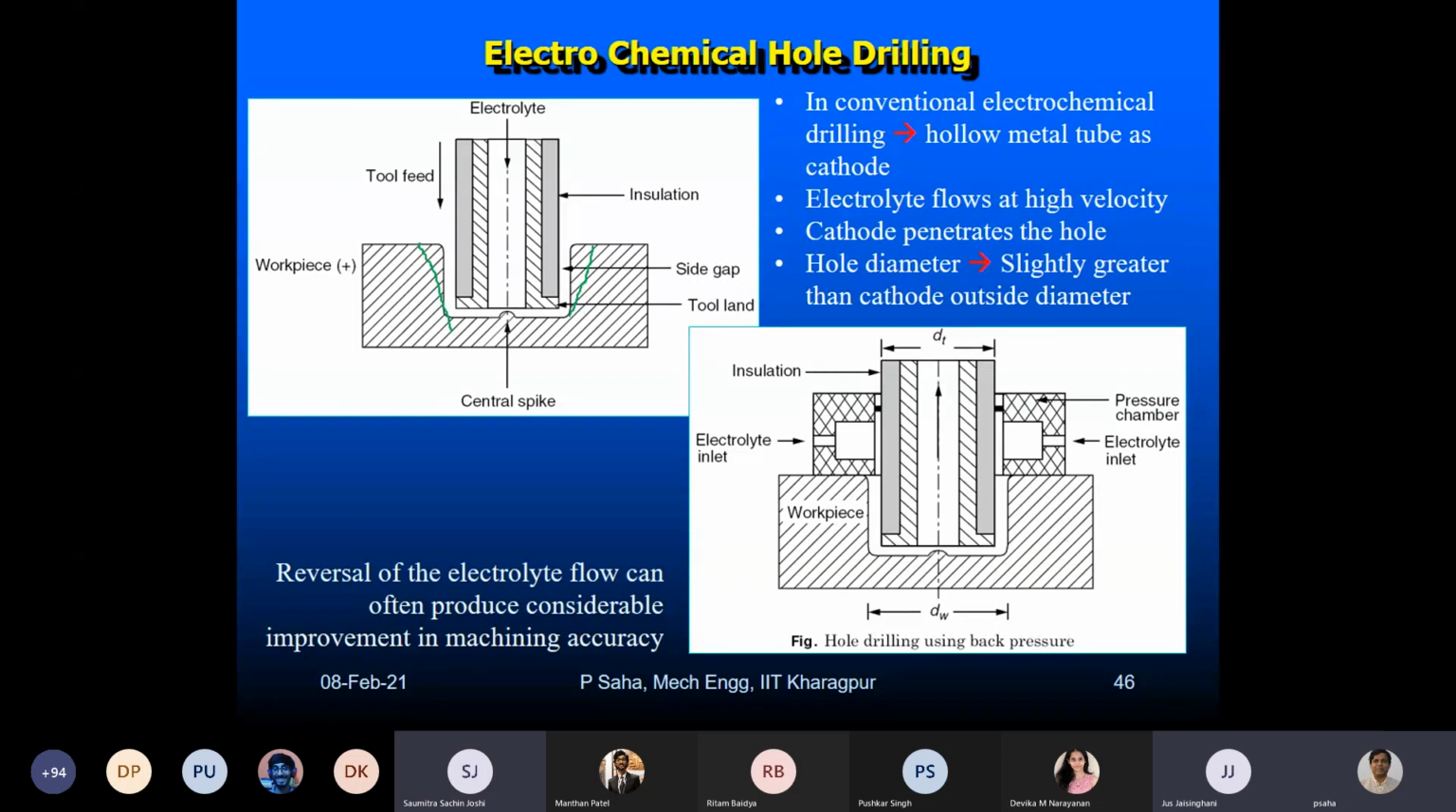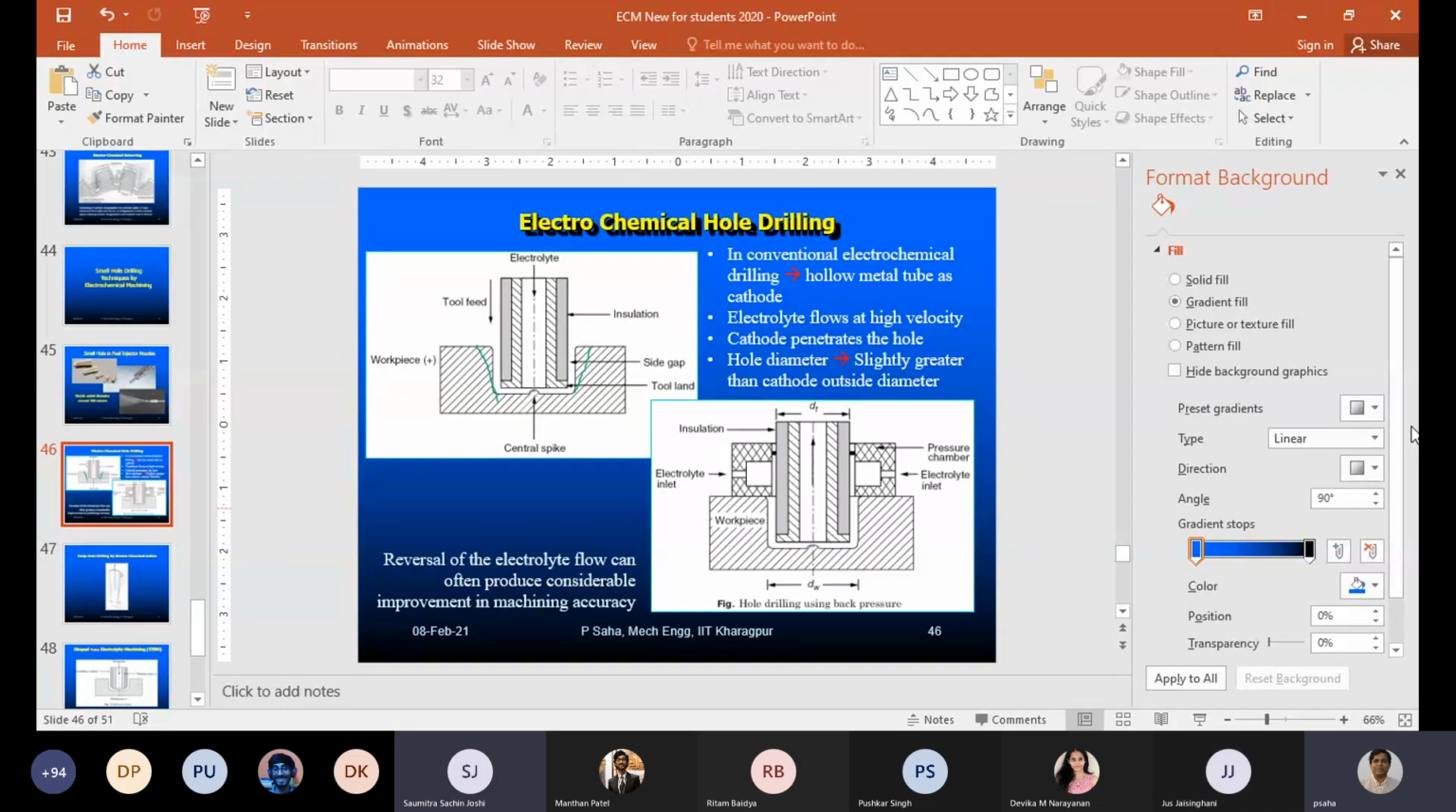Sir, will it be possible to share the slides of this and electro discharge machining also? I have already shared EDM. This I will share. Sir, where? Is it in the Moodle or in the Teams? It is in Teams only. Okay, sir, I can't see that. I'll just check up. Okay, sir, thank you. Okay, fine.